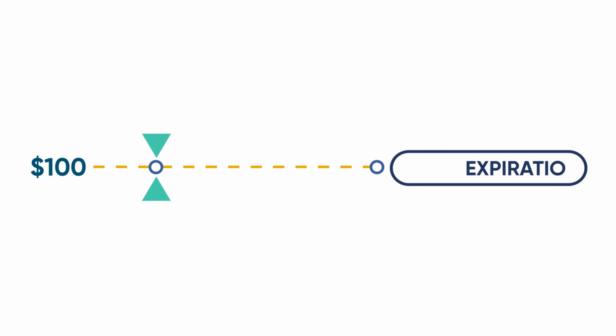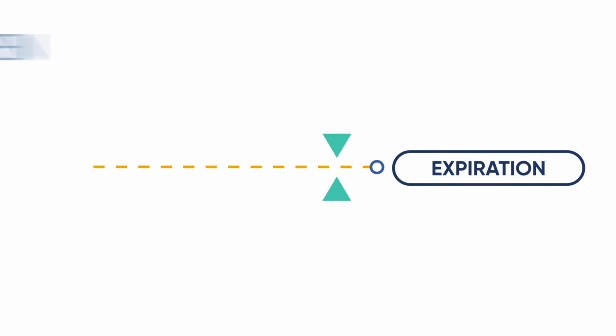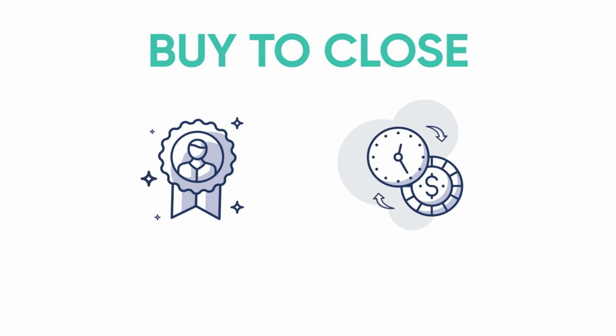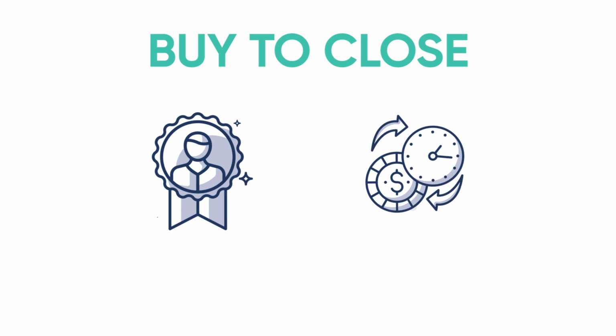But if you felt that the stock was going to continue hanging around the $100 mark, then you could keep the trade open in an effort to draw out more profit, as the straddle continues to decay in value toward its expiration. At any point before expiration, if the stock starts to move, you can buy to close the trade to avoid giving back any more profits or even incurring a loss.